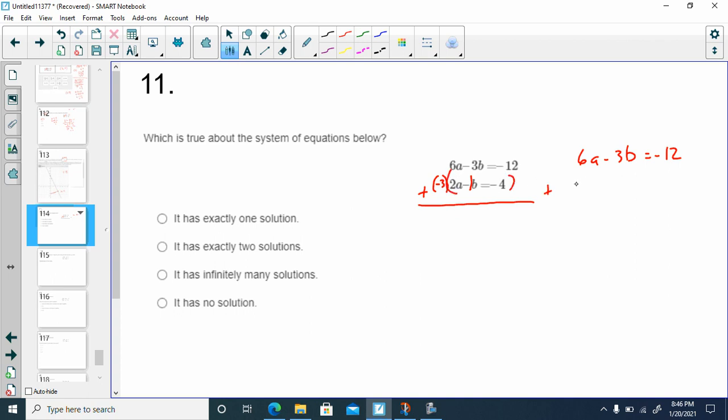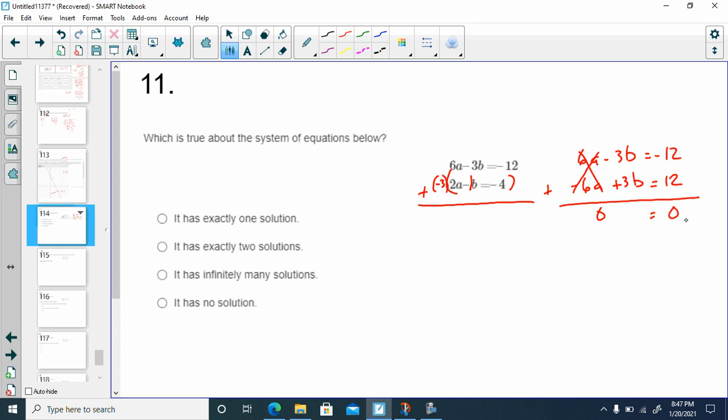-3 times 2a would give me -6a. -3 times -1b would give me a positive 3b. -3 times -4 would give me a positive 12. Well, let's look at it. -6a plus 6a gives me 0. -3b plus 3b gives me a 0. Okay, so I've gotten rid of both of them. It's just 0 on the side. -12 plus 12 gives me 0.